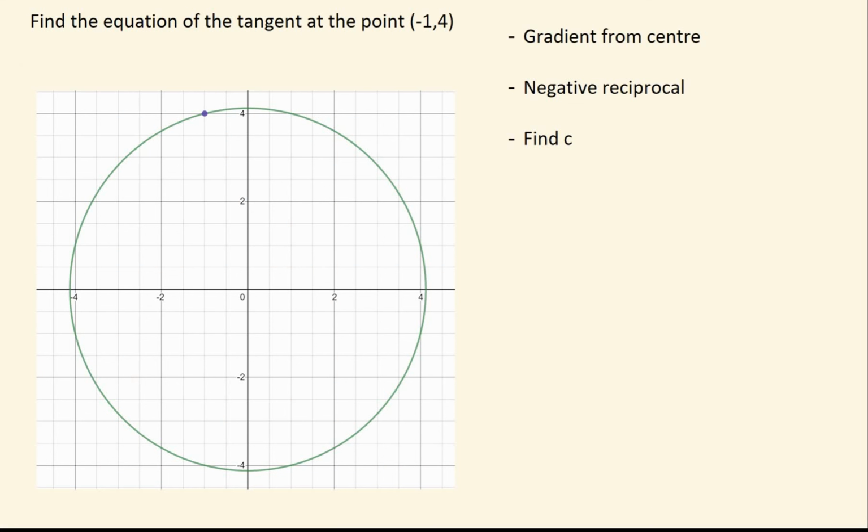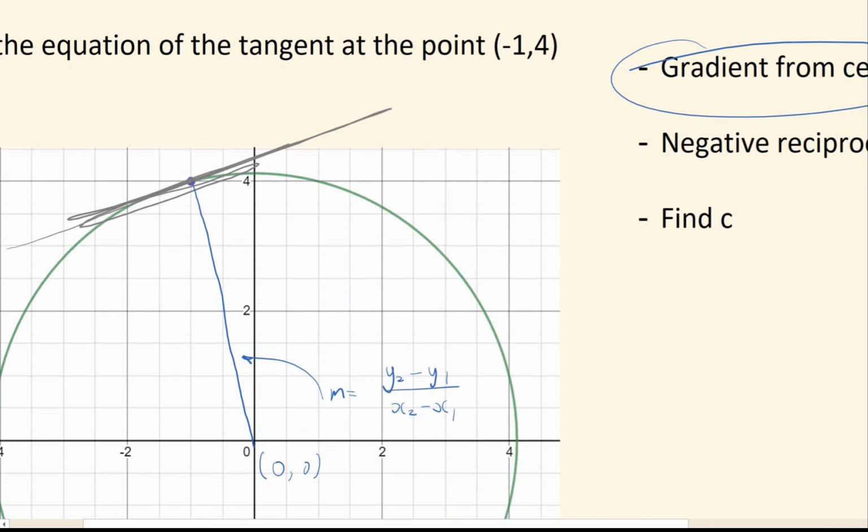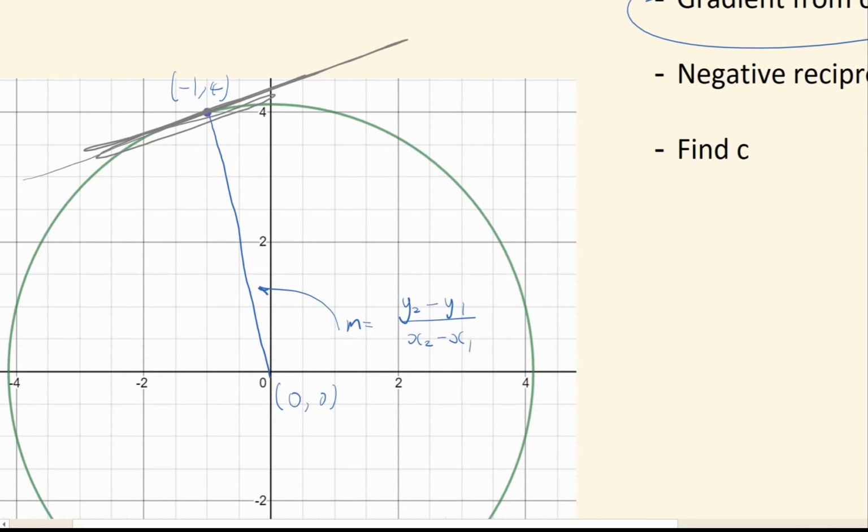So same idea, I want the equation of the tangent at the point minus 1, 4, which is here. It's going to look something like that. So, first step again, we need the gradient from the centre. Add this line in here. To find this, m is going to be y2 minus y1 over x2 minus x1. So 0, 0 are my x1 and my y1, and my x2 and y2 are minus 1 and 4. So plugging this in, we get 4 over minus 1, which gives us a gradient of minus 4.